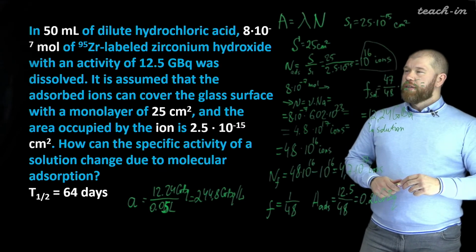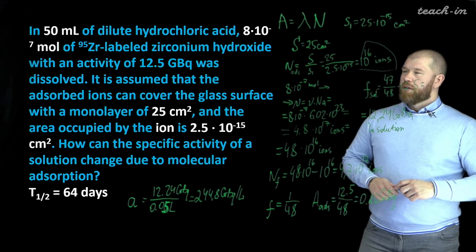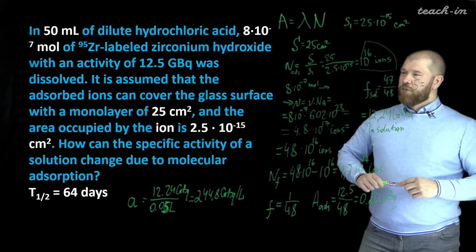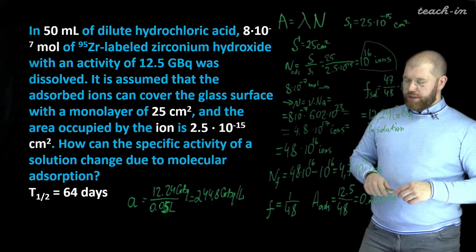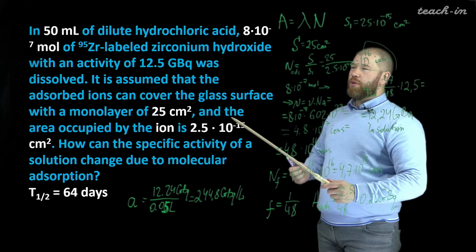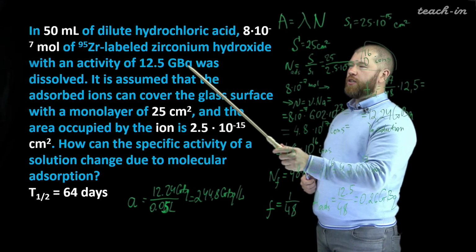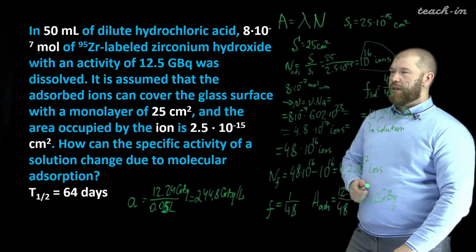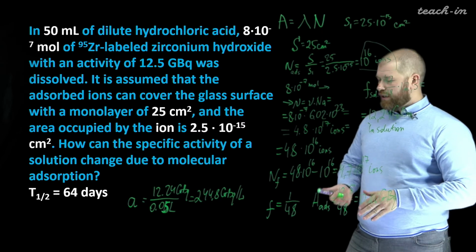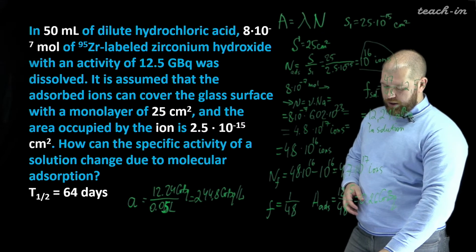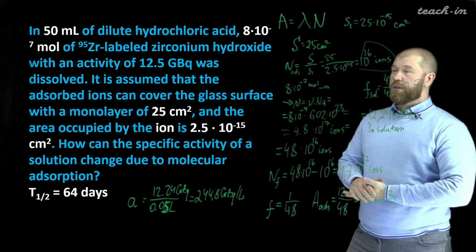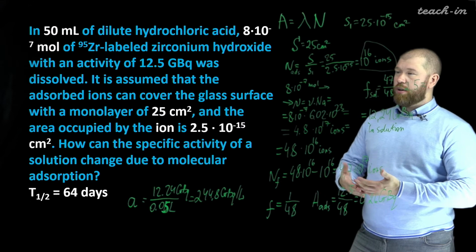And you can see that if the... let's try to solve another task. Assume that there is no stable zirconium. We know that this zirconium hydroxide is only labeled with our zirconium. But now let's assume that there is no stable zirconium and only radioactive zirconium in solution. We will see how it will change our result.